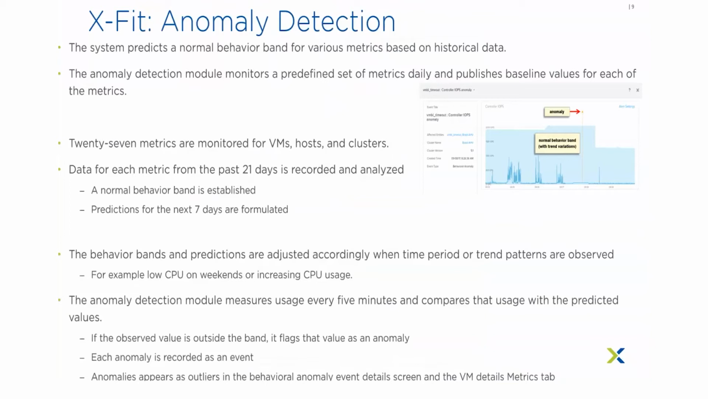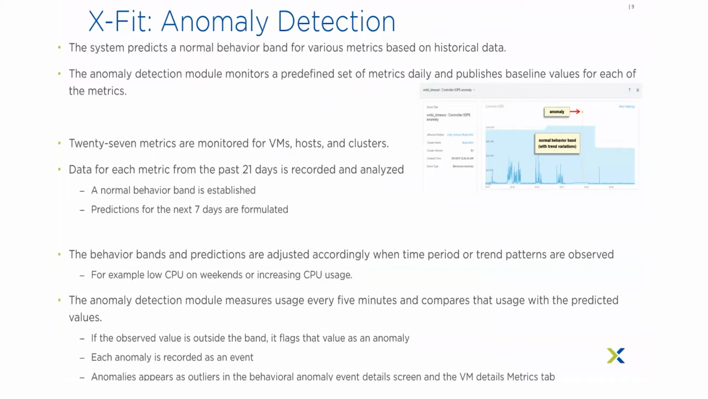The way anomaly detection works is it allows us to look at the historical data that's being collected by the cluster, and from that historical data, establish a performance baseline. Now, that performance baseline or performance behavior will be based upon at least 27 or so metrics, and these 27 metrics apply to 3 different entities that we're monitoring: VMs, hosts, and clusters.